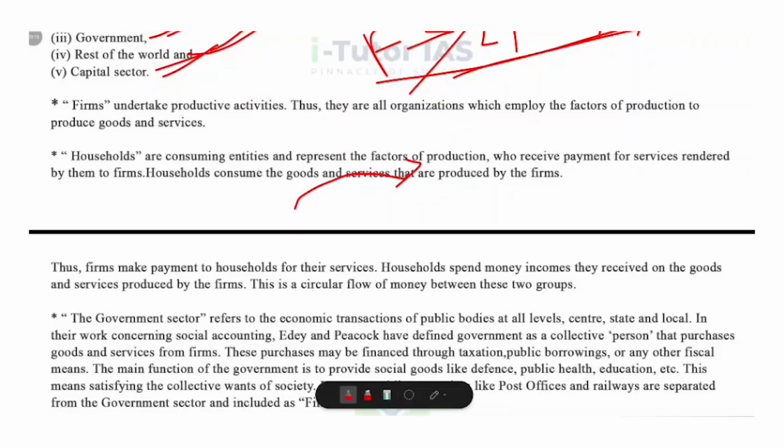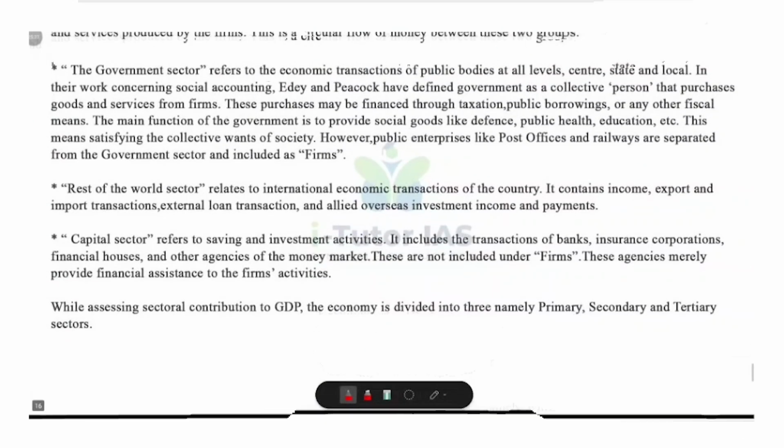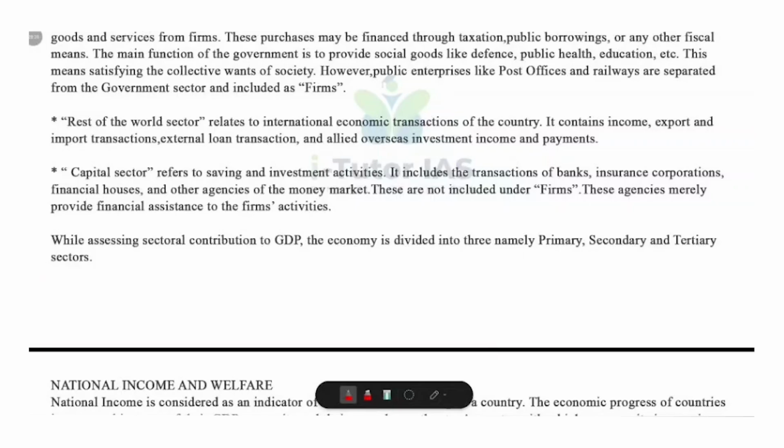Remember that. And the external sector deals with international economic transactions. It includes export, import, foreign loans and overseas investment. It helps measure how the country interacts economically with other countries. And the capital sector includes banks, insurance companies, financial institutions and so on. So it facilitates savings and investment for firms. These institutions do not produce goods themselves but help firms carry out production.